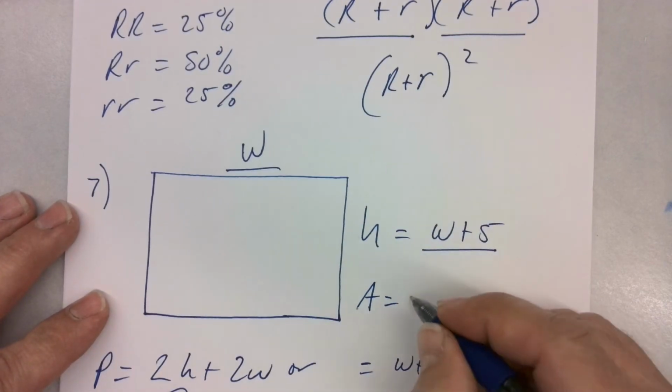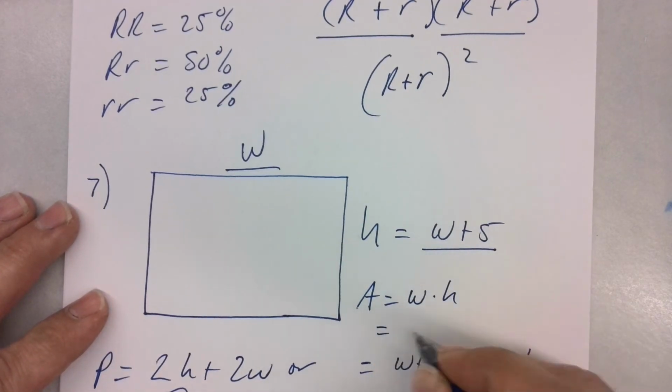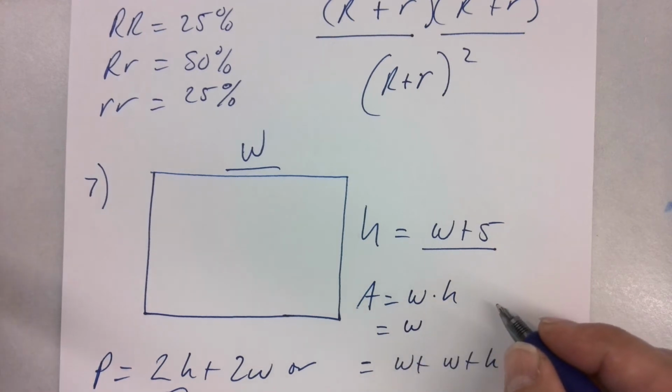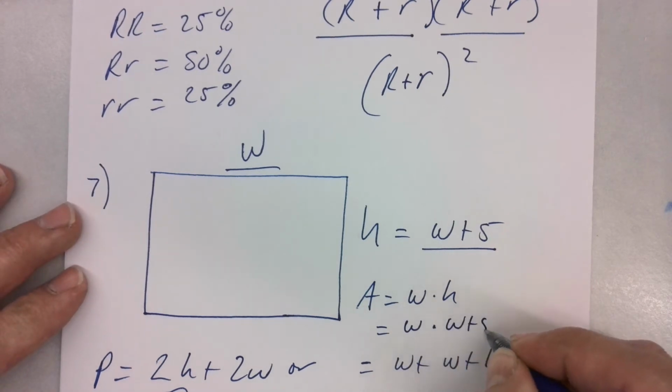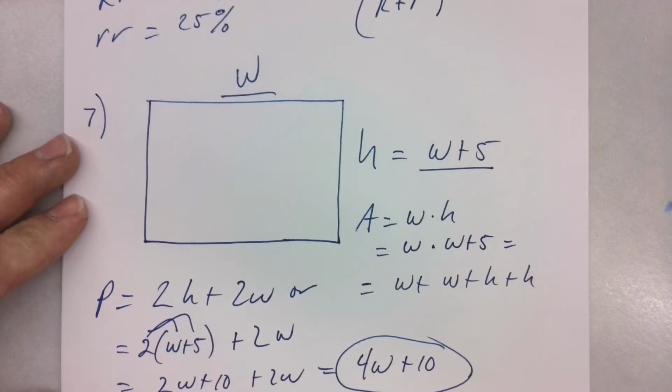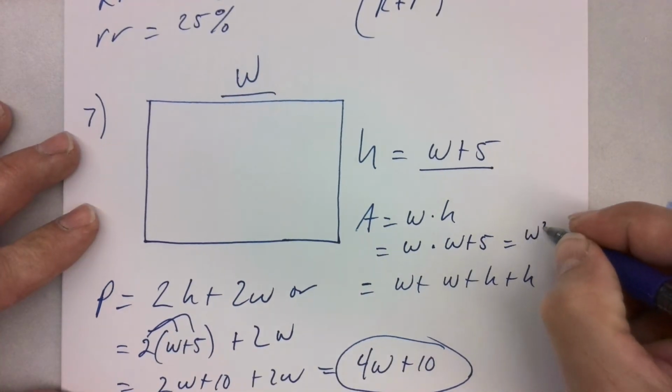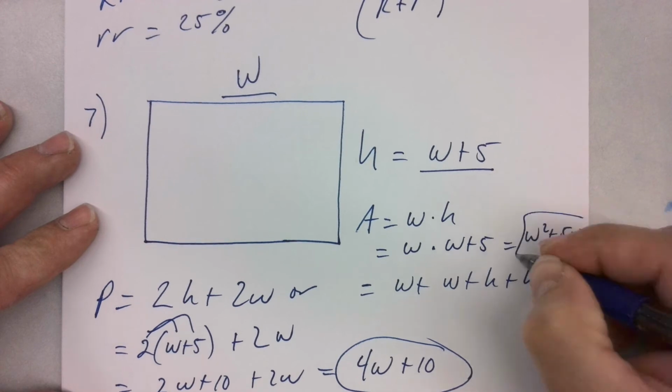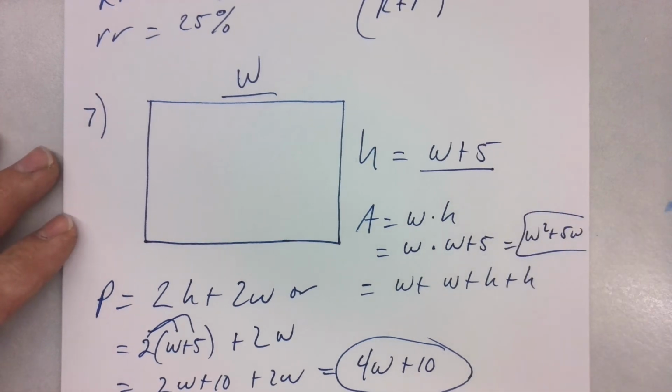Well, it's width times height, right? Well, in this case, it's just width, but what is height now? W plus 5, right? Which is going to give me what? W squared plus 5W. Okay, I was just overthinking it.